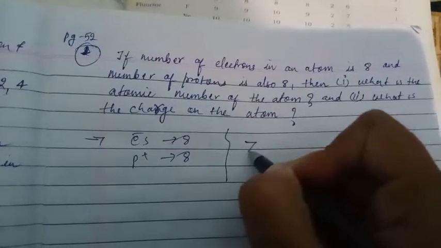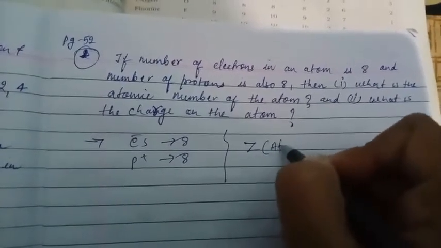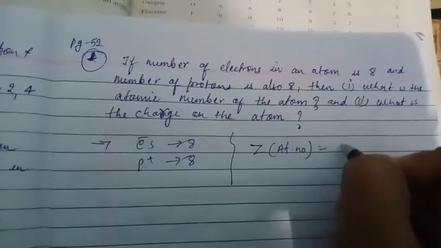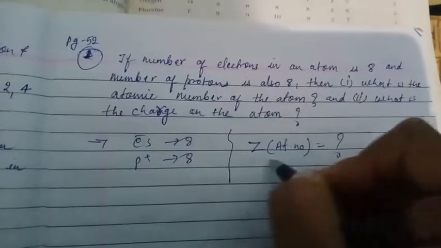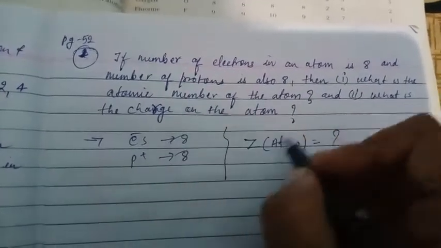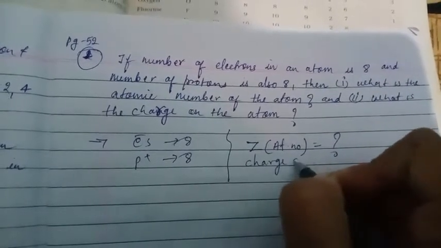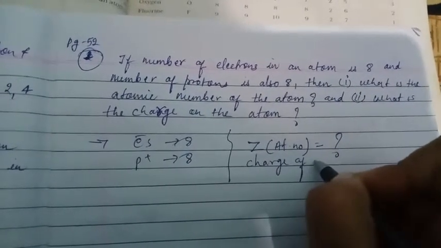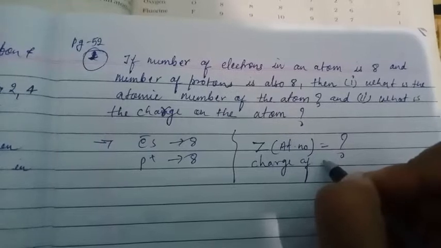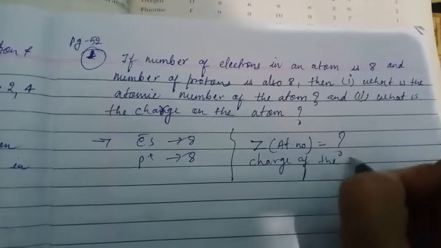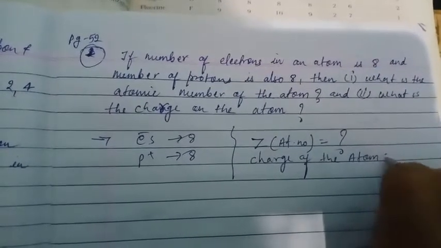Okay, so Z means what? Atomic number. You don't know. And the second part is what is the charge of that atom. So the charge of the atom, you don't know.